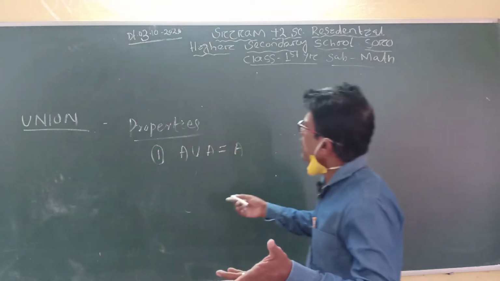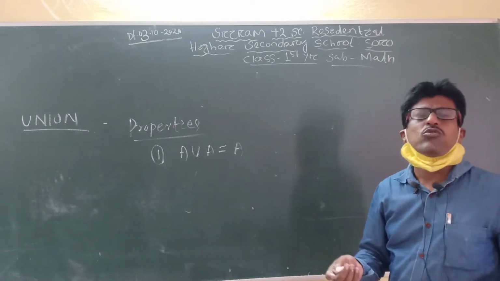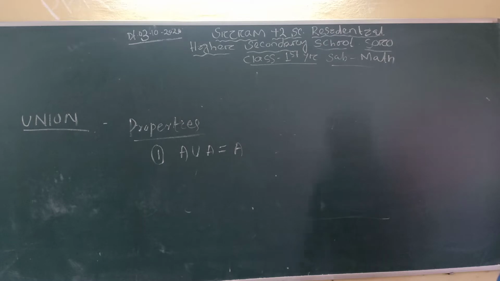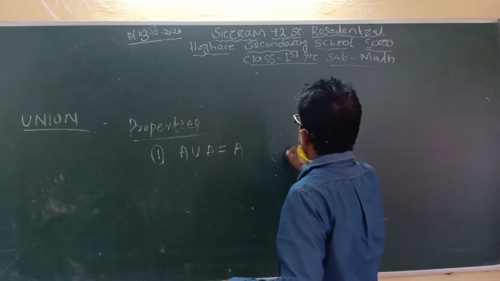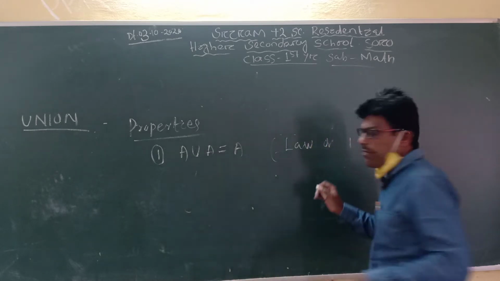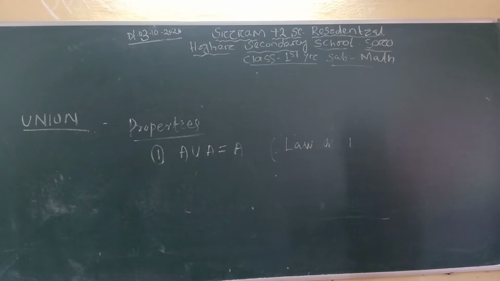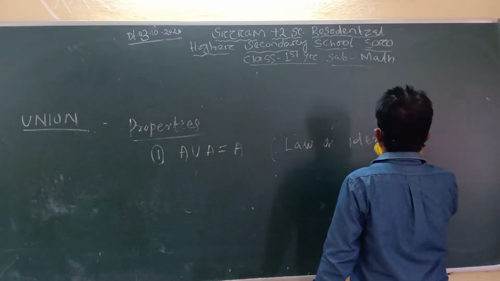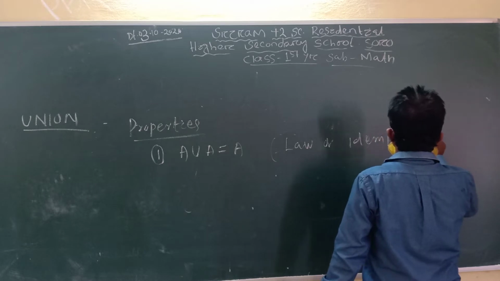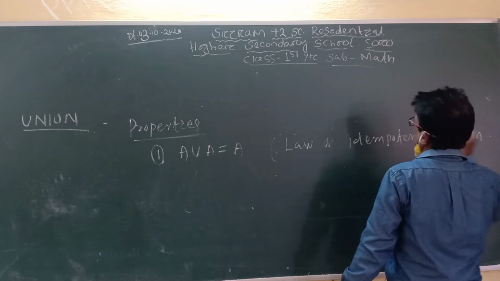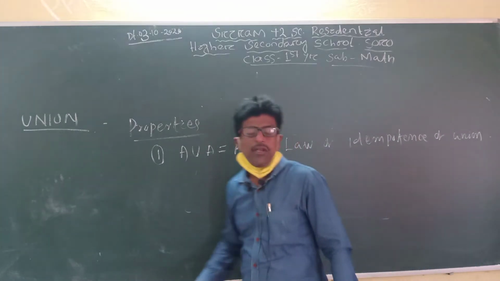Because taking A as 1, 2, 3, 4, union A, also 1, 2, 3, 4, makes the same A. So that property is called the law of idempotence of union.